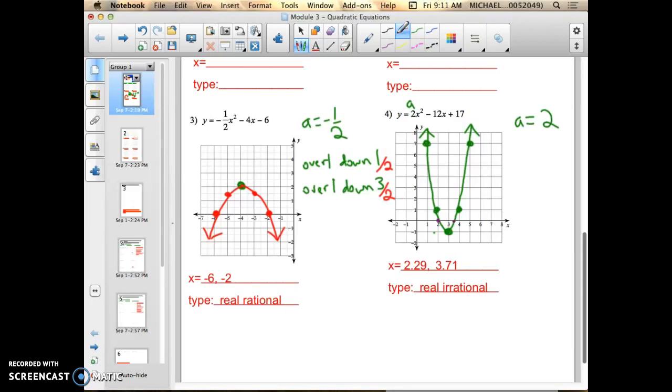So at this point, I have done everything that I asked of you. I asked that you draw a rough sketch, that you find the solutions with your graphing calculator, and you label the solutions real rational in this case. If your work doesn't look like mine, please raise your hand or check with a neighbor, and I'll come by and check it as well. Thank you.